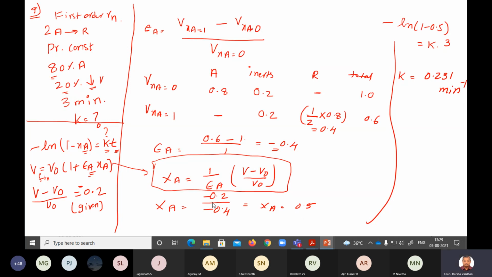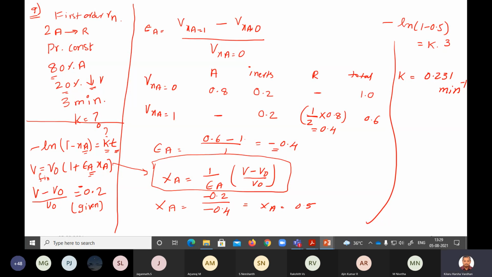Once you get XA, then substitute here: minus ln(1 minus XA) is KT. Time is t, 3 minutes. XA you calculated, K you can find out: 0.231 per minute.